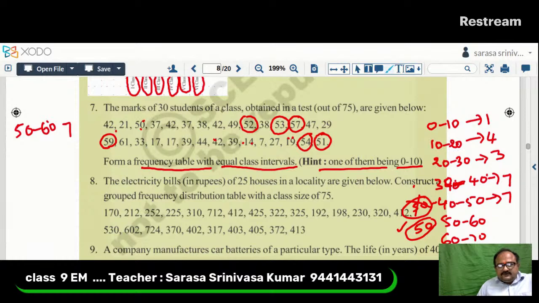So now we consider the next class interval, that is 60 to 70.